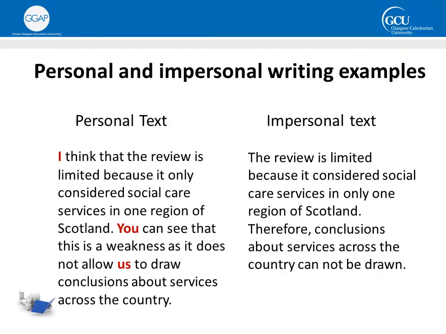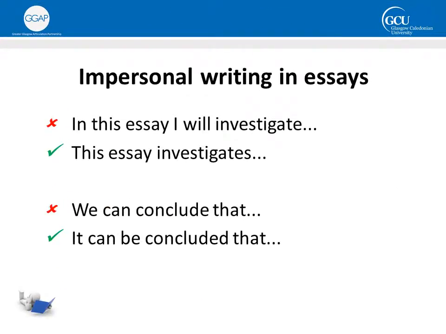You probably noticed that the personal example uses the words I, you and us, while the impersonal text says the same thing without using those personal words. Notice how the writer's opinions are quite obvious in the personal example, whereas in the impersonal example, the writer's presence in the text is much less obvious. Because the third person has been used, the text seems detached from the writer. So this detached style is what you should be aiming for in your written work at university.